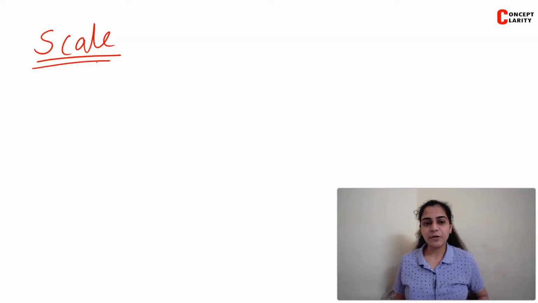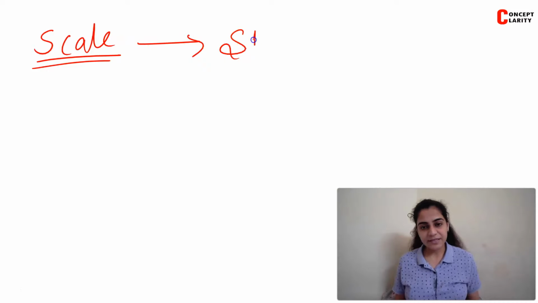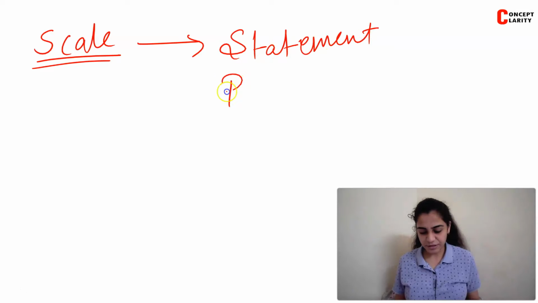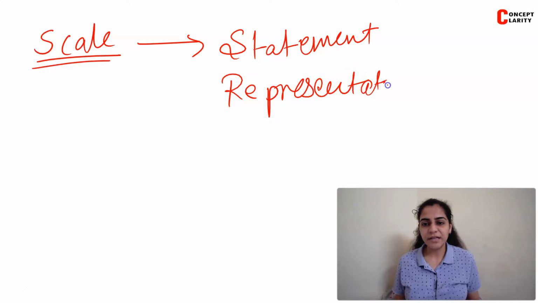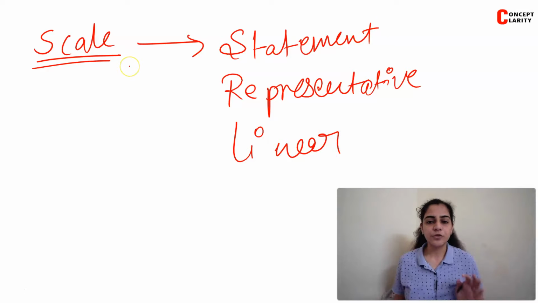So we can say in topo sheet we have three types of scales. That is, first is a statement scale. Okay, and the second we have is a representation scale, or representative fraction, that you can say. After the representative fraction, the third one you have is a linear scale. Okay, so these are the three scales in topo sheet. Okay, so what exactly are scales?